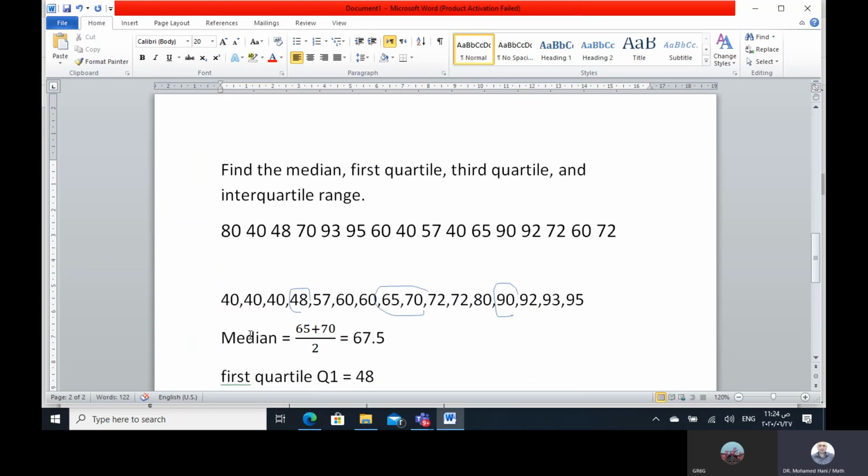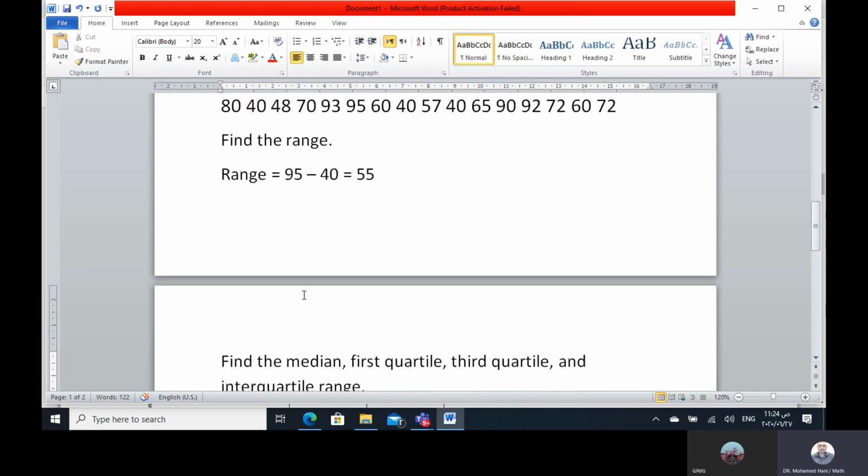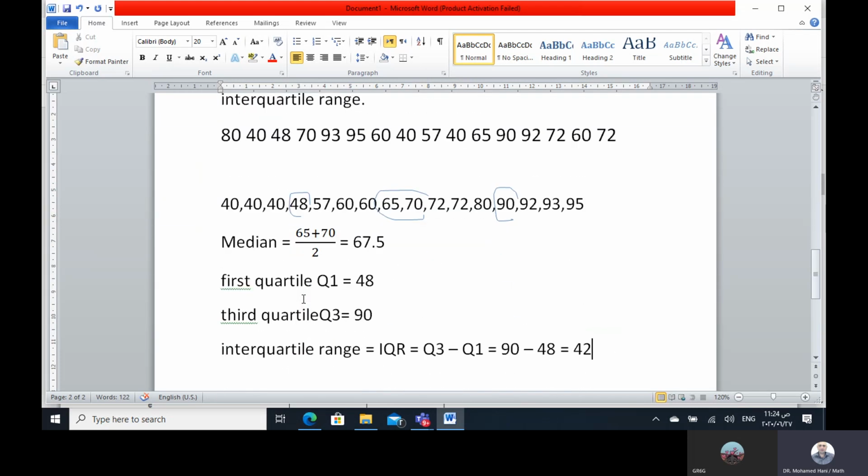Now the range, the first quartile, third quartile, and IQR are the measures of variation.